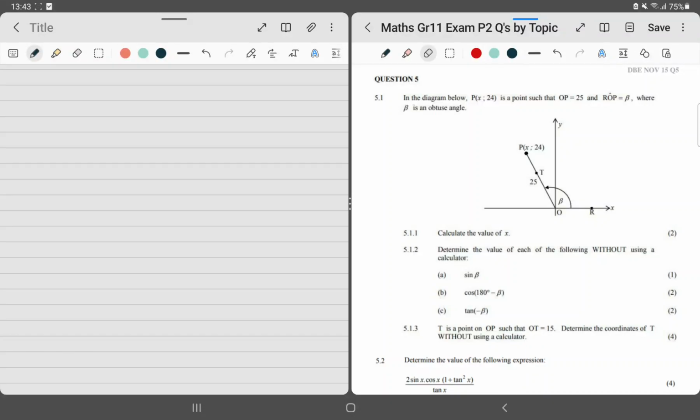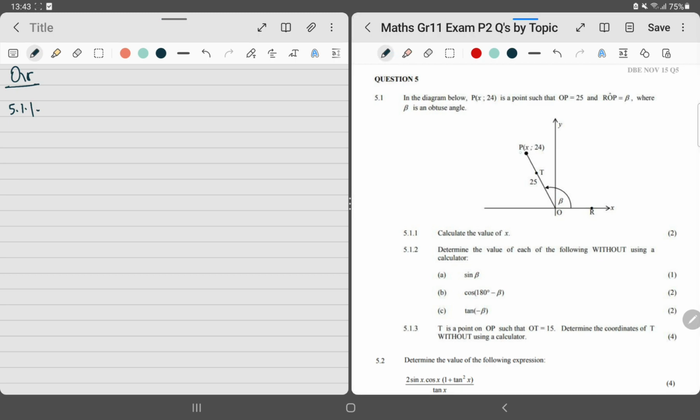From the grade 11 November 2015. Question 5. In the diagram below, the coordinates of P are (x, 24), a point such that OP is equal to 25 and ROP is equal to beta, where beta is an obtuse angle. 5.1.1. Calculate the value of x.